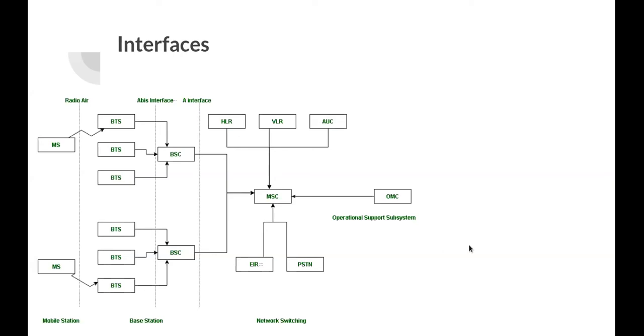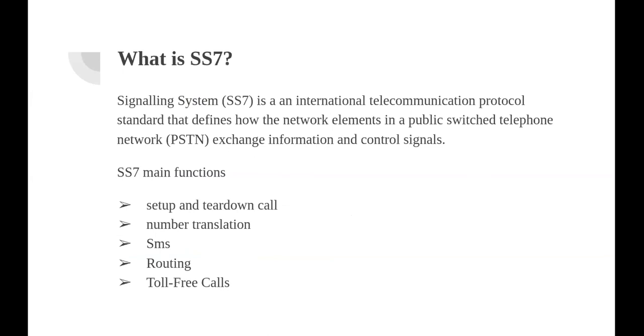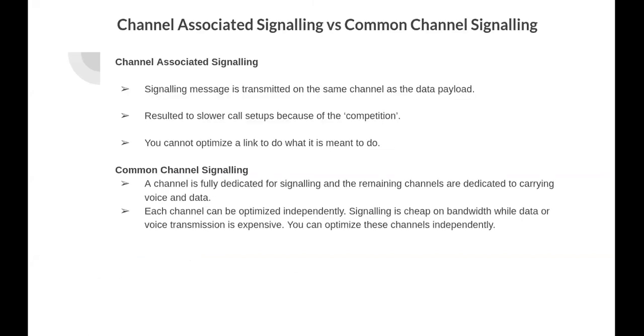Now on to the next one, and that is SS7. We defined SS7 as a protocol that defines how the network elements in a PSTN exchange information and control signals. So information and control signals, all very important. But how does it happen? We looked at the two modes that exist: channel associated signaling and common channel signaling.